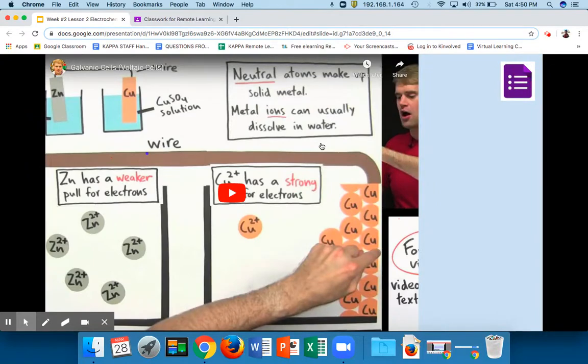So for today, we're going to look at electrochemical cells and how they work. What is an electrochemical cell? Well, any battery that you have is an electrochemical cell. That means it takes chemical energy and converts it to electricity. So, electricity is actually a chemical reaction. So, we're going to find out how that works.